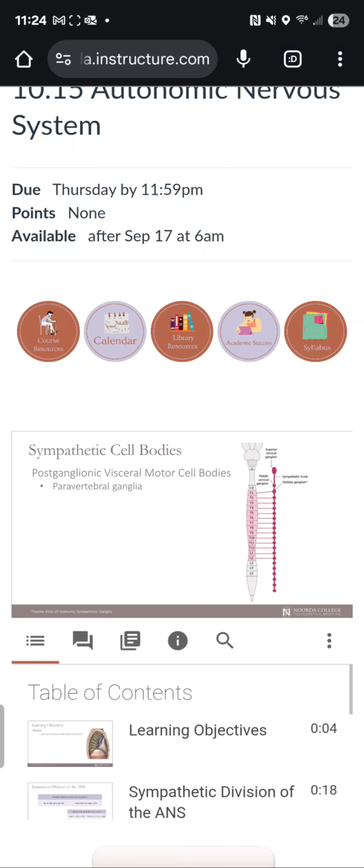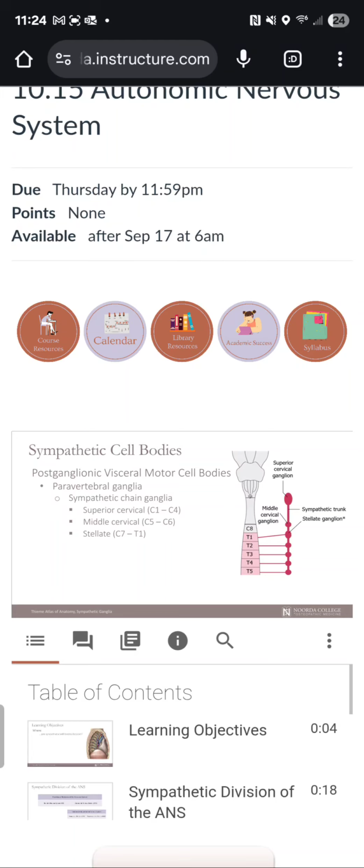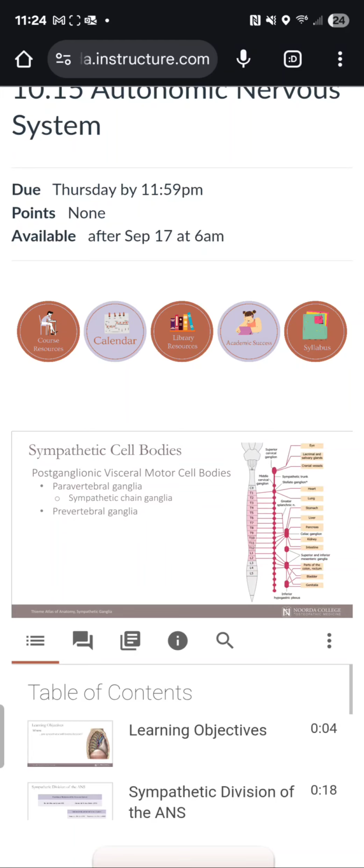One of those options was paravertebral ganglia, which is just another fancy term for sympathetic chain ganglia, and those are found at every spinal cord level, even though a few of them end up fusing in the cervical region. Then the second option was those ganglia in the splanchnic nerves, and those are called prevertebral ganglia because they come in front of the vertebrae, and those are highlighted in blue here, with a couple examples being the celiac ganglion as well as the superior mesenteric ganglion.